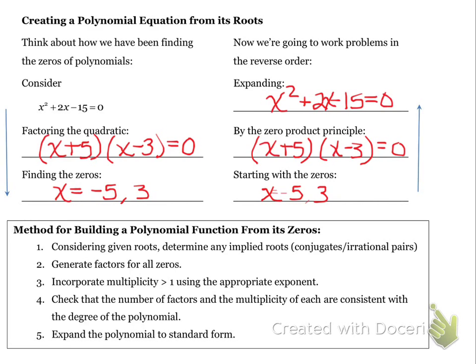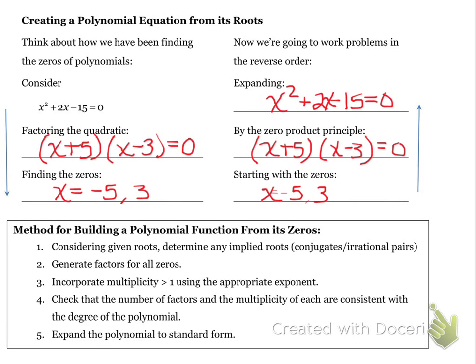Now, this example was simple, so we need a strategy for more complex problems. The first one is you need to consider given roots, determine any implied roots, conjugates, or irrational pairs. You need to generate all the factors for those zeros, incorporate multiplicity that's greater than 1, check that the number of factors and the multiplicity of each are consistent with the degree of the polynomial, and then we always need to expand the polynomial to standard form.